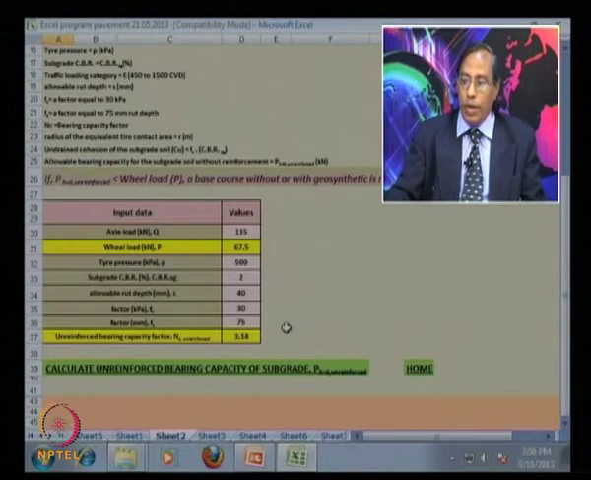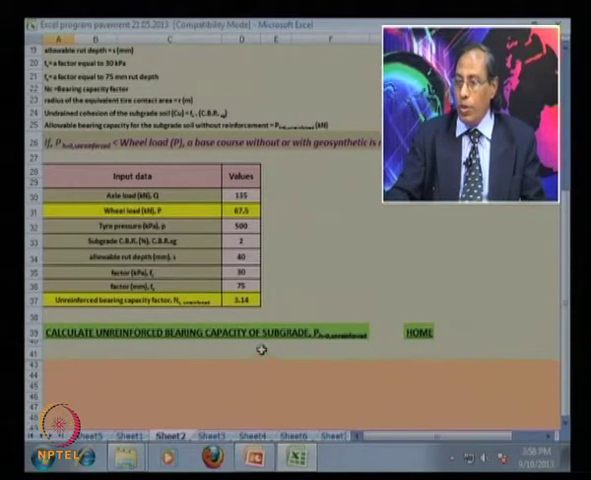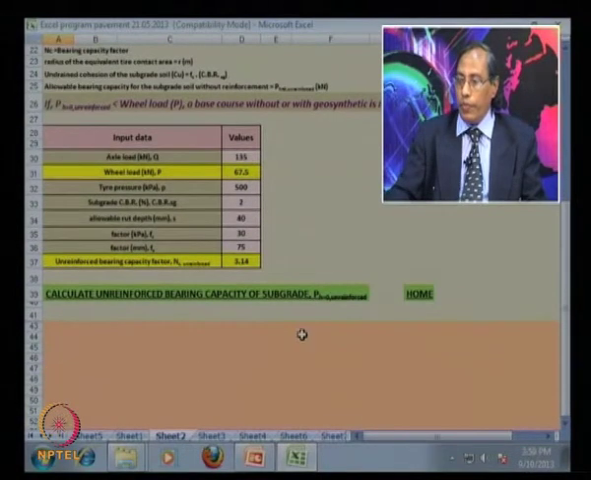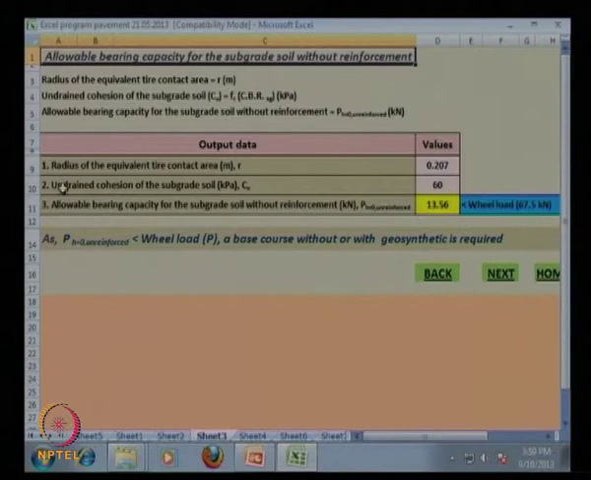So for the ultimate force, the bearing capacity factor is 3.15. So you have to calculate what will be the ultimate bearing capacity of the subgrade soil. You can see the output data: the radius of equivalent contact R is equal to 0.207, the undrained cohesion of subgrade C is 60. So the allowable bearing capacity of subgrade soil without reinforcement is 13.56.